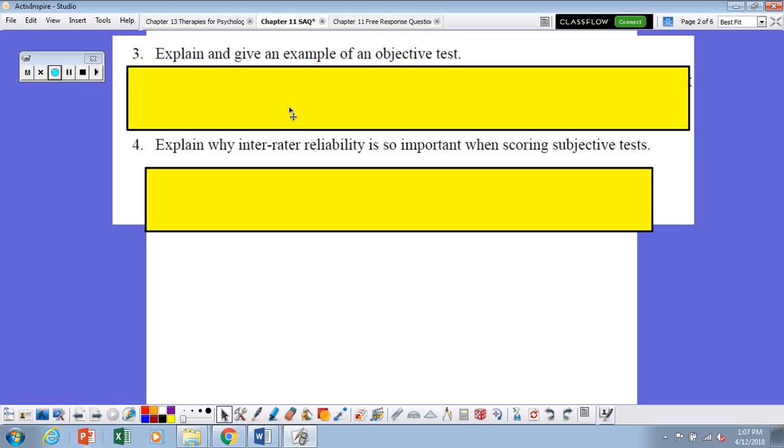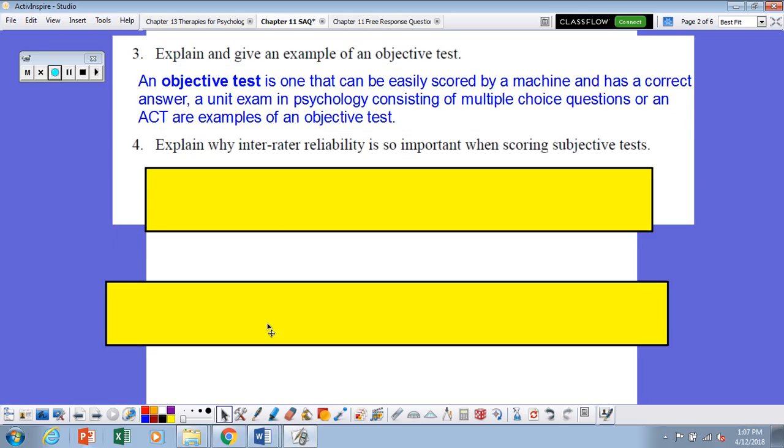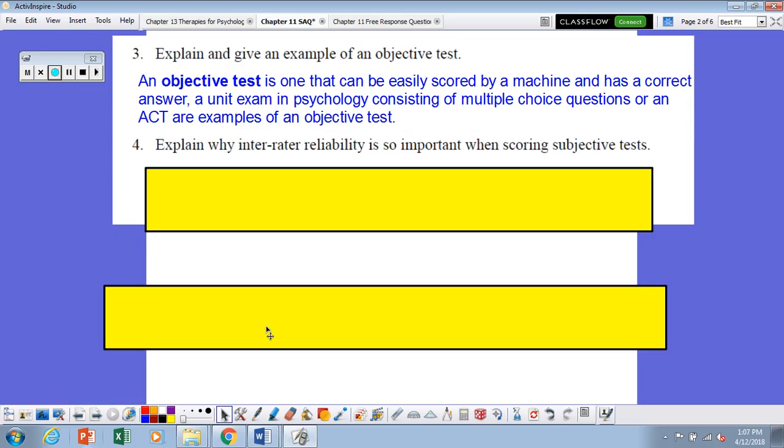Number 3, explain and give an example of an objective test. An objective test is one that can be easily scored by a machine and has a correct answer. A unit exam in psychology consisting of multiple choice questions or an ACT are examples of an objective test.